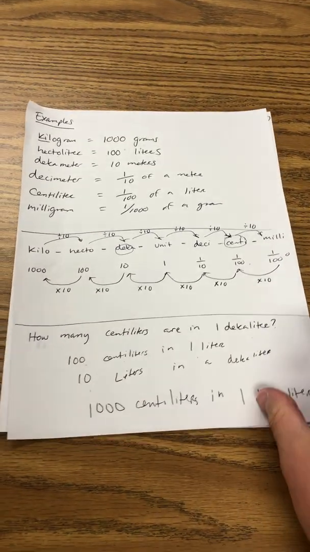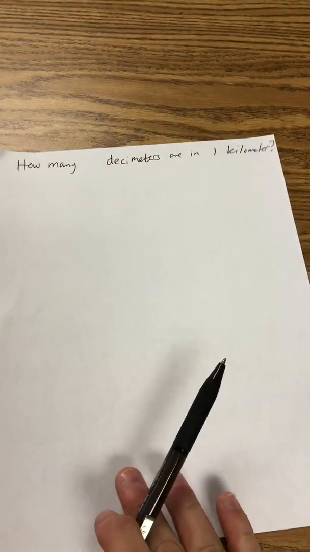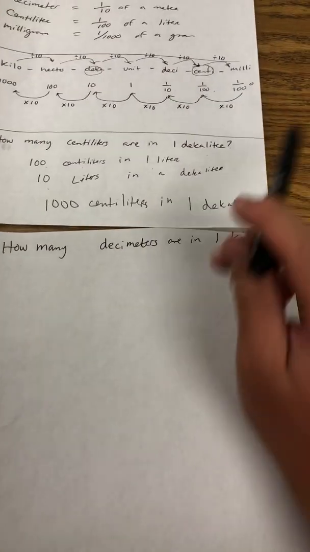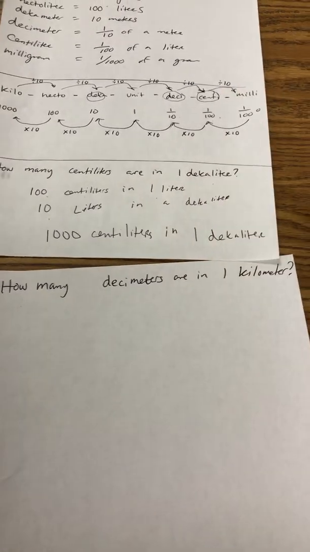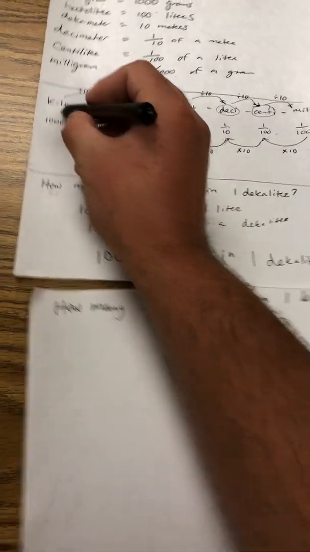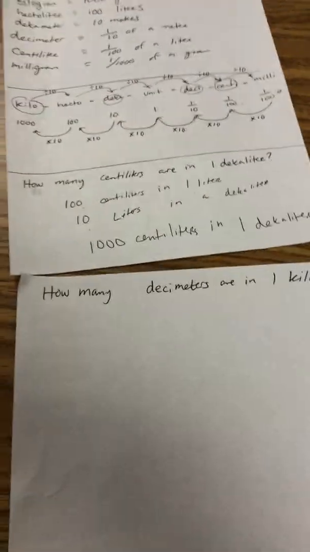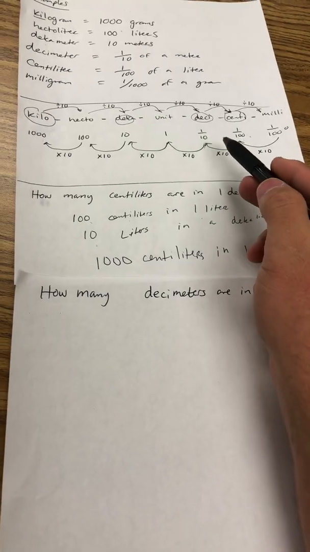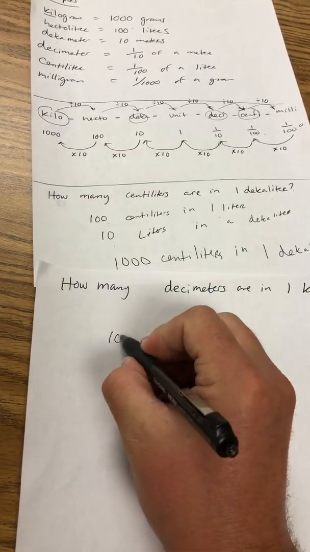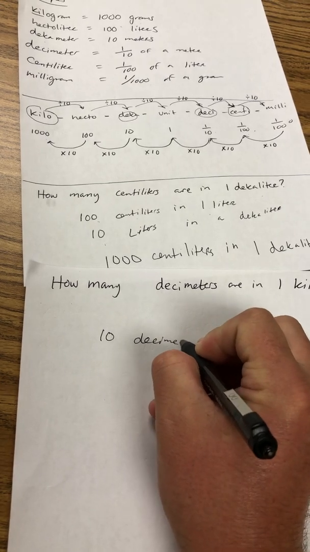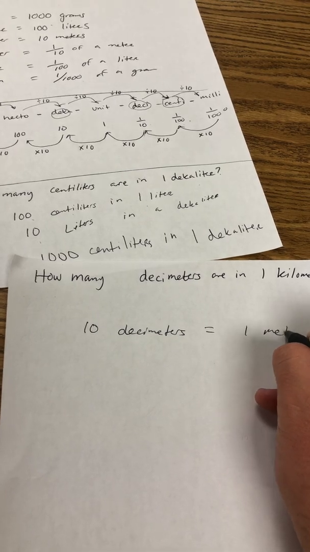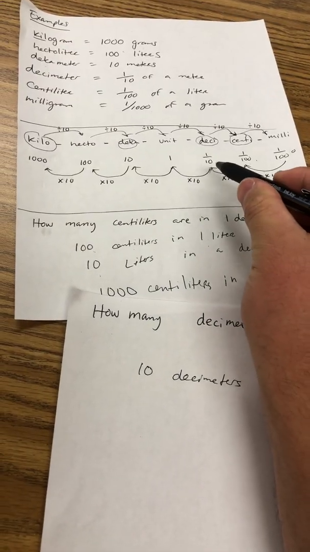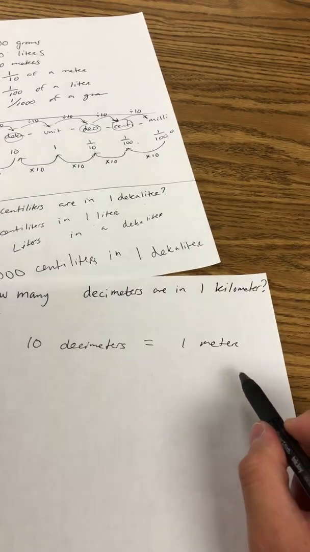Okay? Let's do one more. How many decimeters are in 1 kilometer? So let's find decimeters. Here's deci, which is 1/10, and here's kilometer, which is all the way over to 1,000. So what do I know? Well, first, in decimeters, 10 decimeters equal 1 meter, okay? Because 1/10 of 1, so 10 decimeters equals 1 meter.